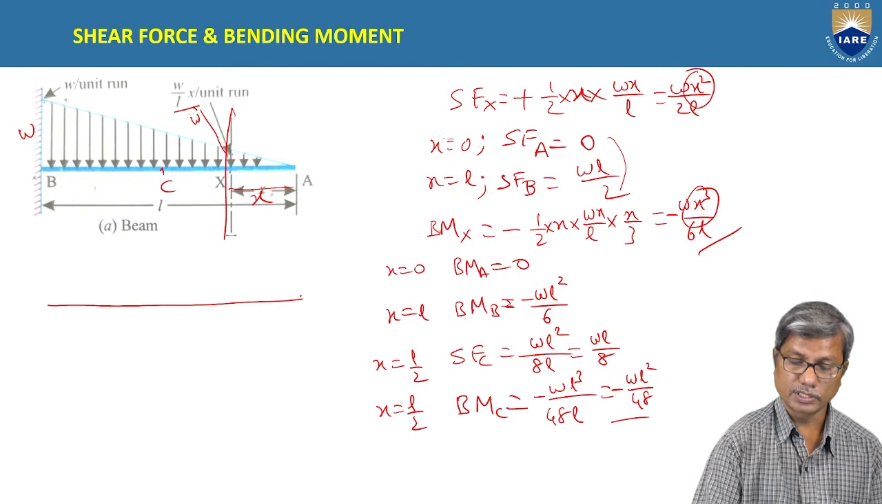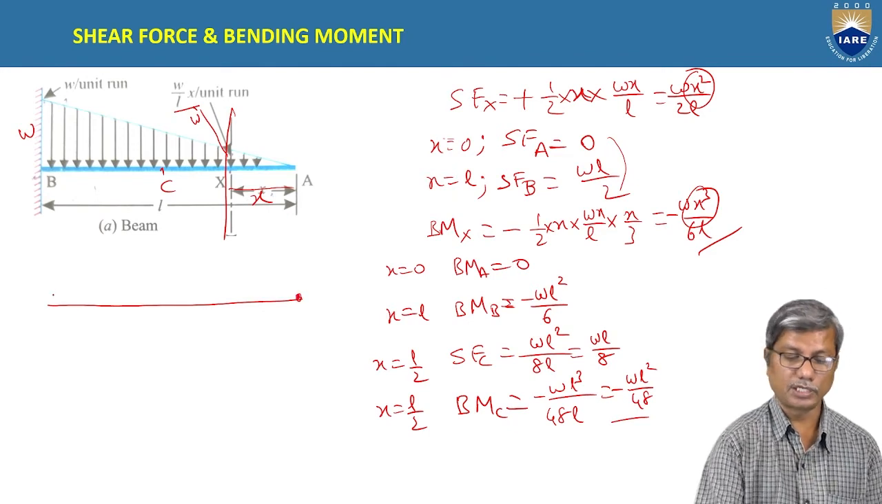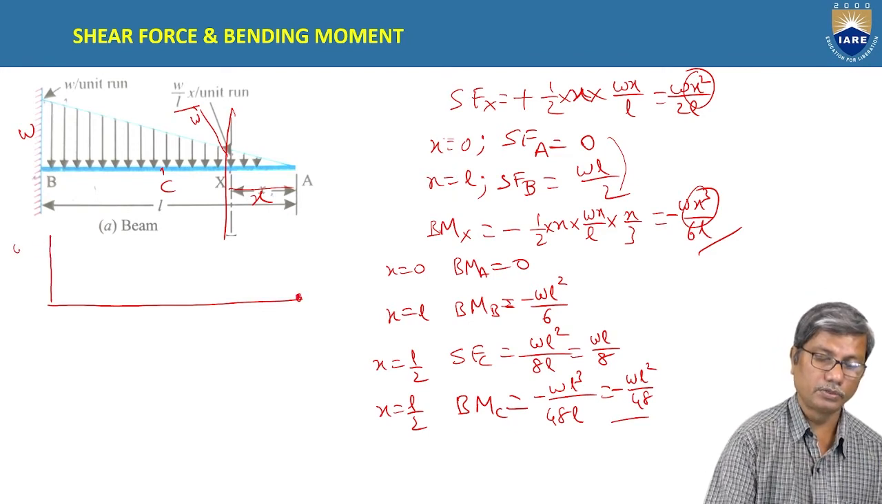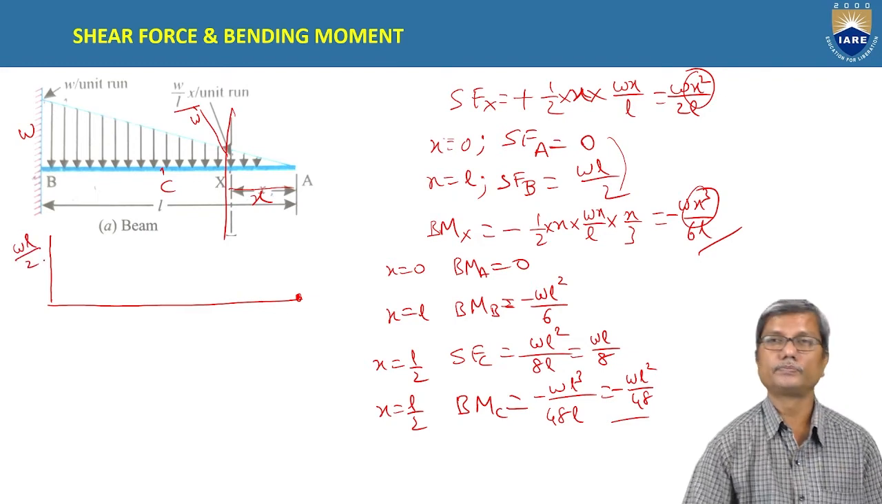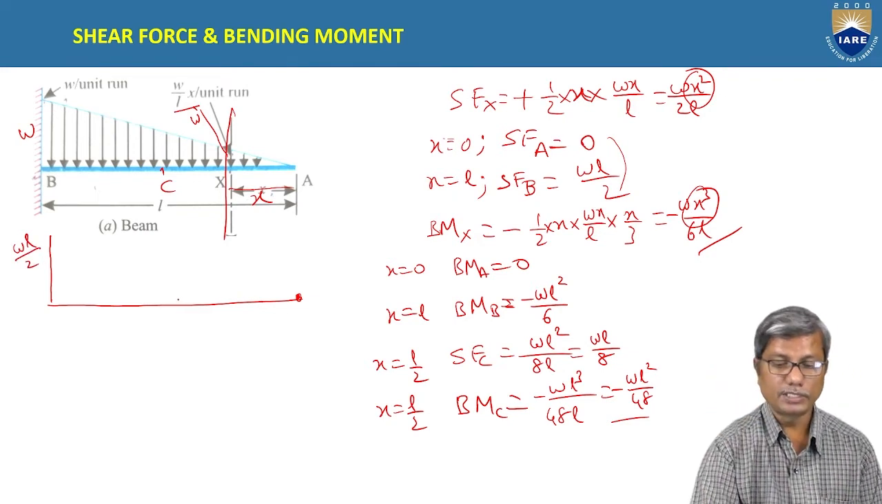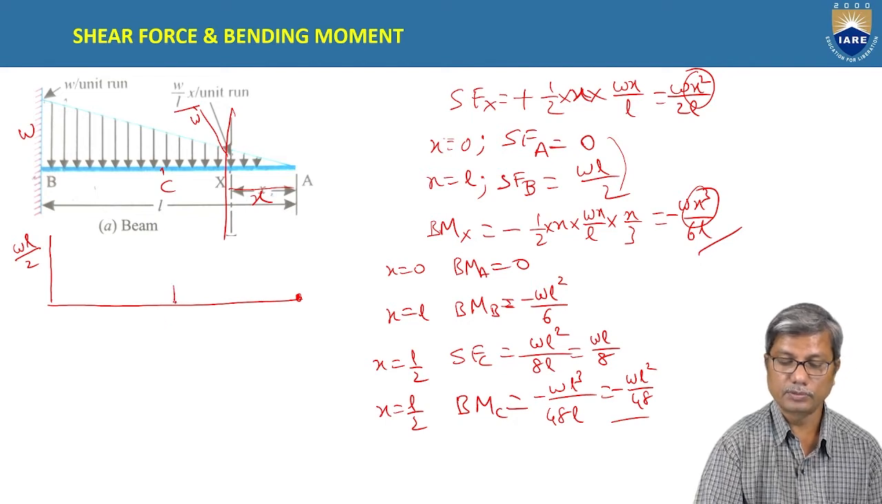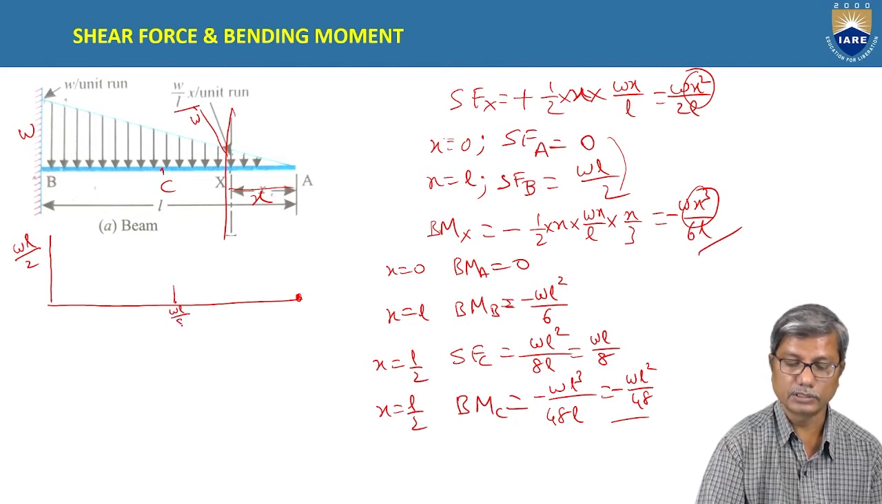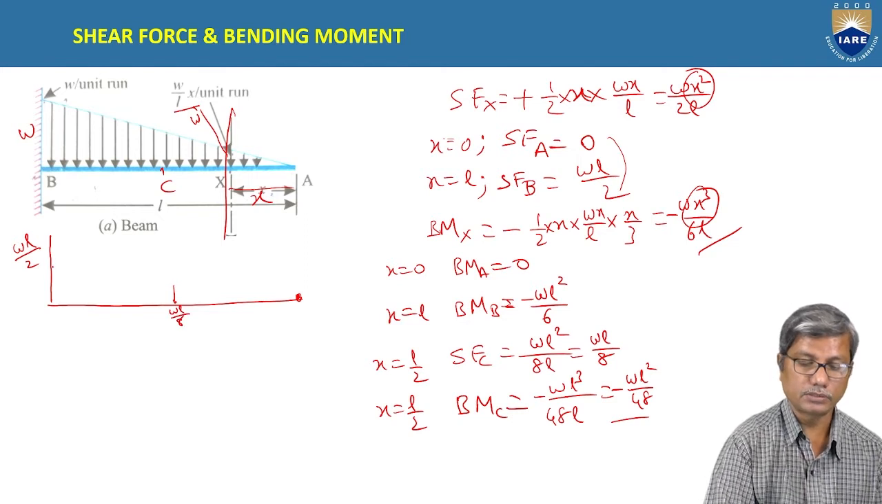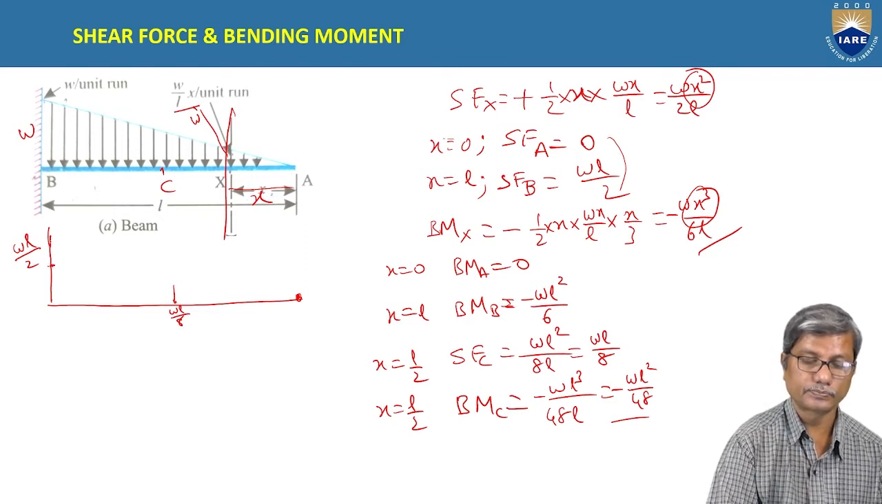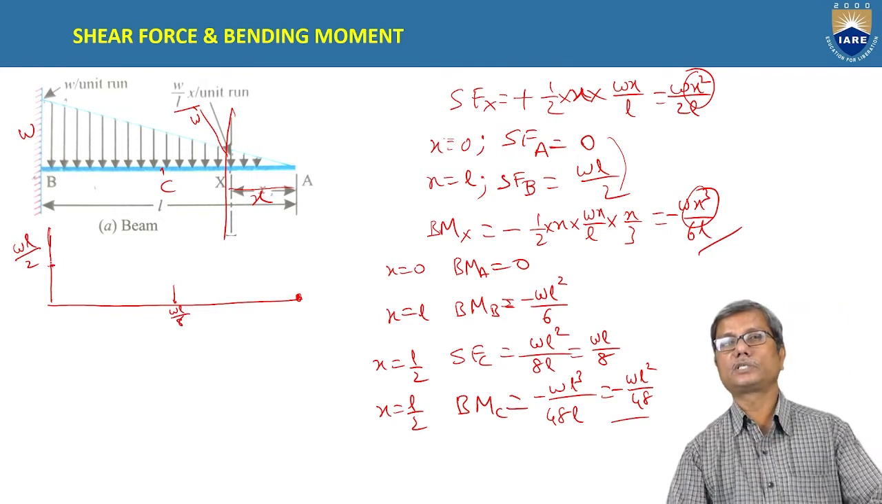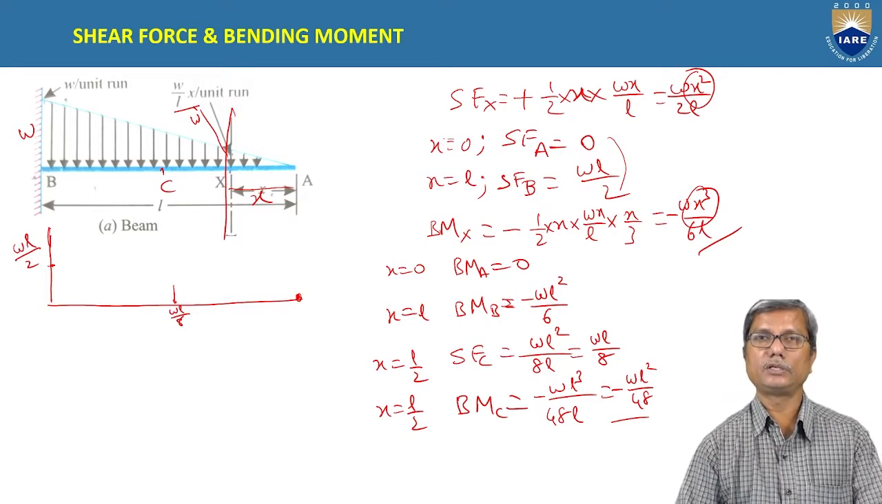So, what is the shear force at A? 0. And at B, WL by 2. And at midpoint, what is the shear force? WL by 8. So, if you observe, half of the shear force at B is WL by 4.